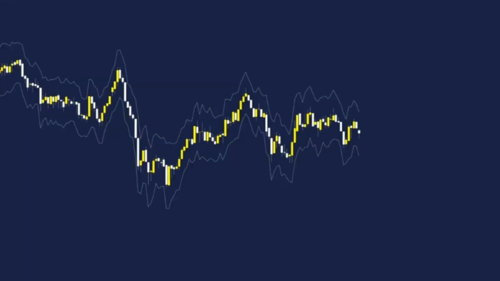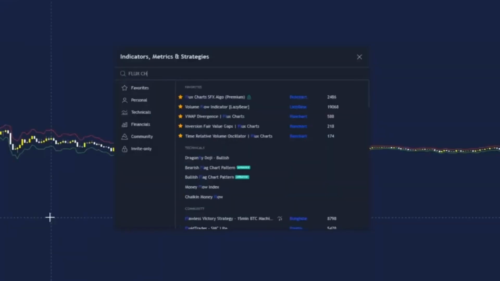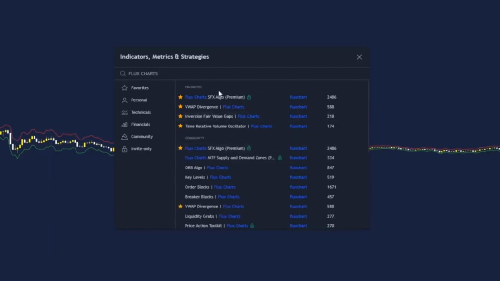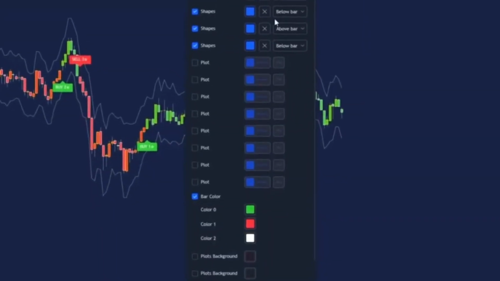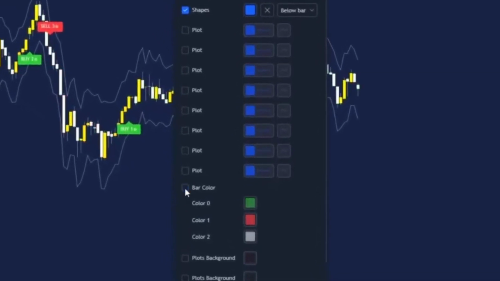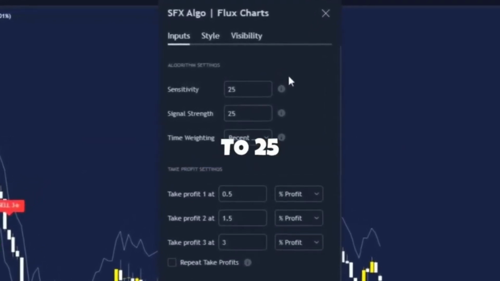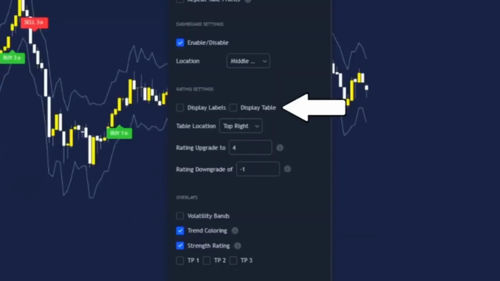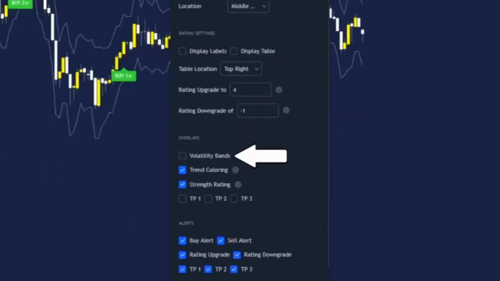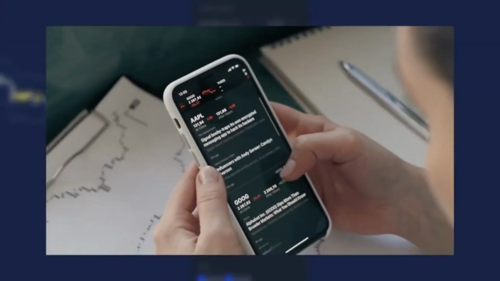And now let's move on to the next indicator. Click on indicators again and type in Flux Charts, and we will be adding the Flux Charts SFX algo by, you guessed it, Flux Charts. Click this once and then we're going to change some of the settings. For the style section, I have removed the bar colors. And then on the inputs, I have changed the sensitivity for the algorithm to 25. I've then turned off the display labels and display table, turned off volatility bands, and finally turned off TP1, TP2 and TP3.